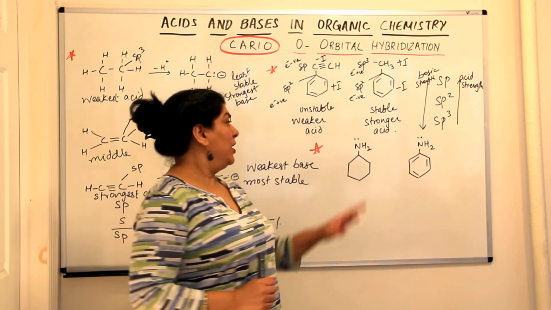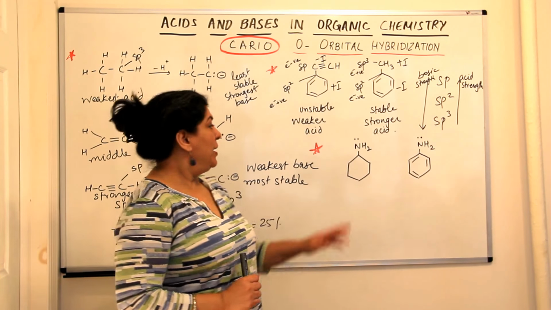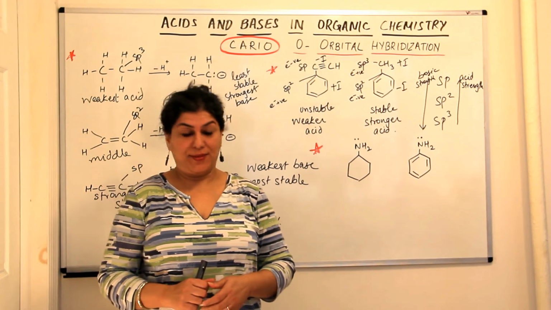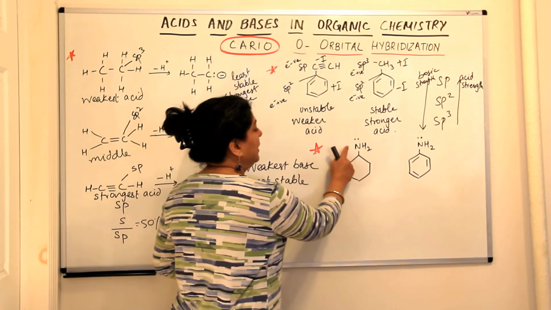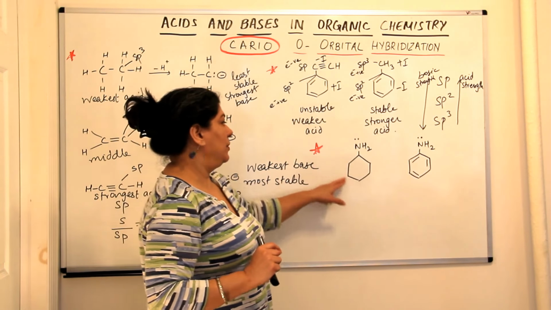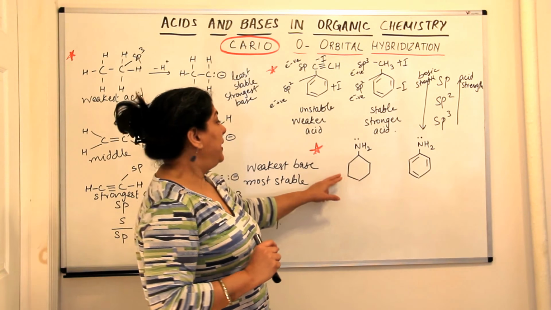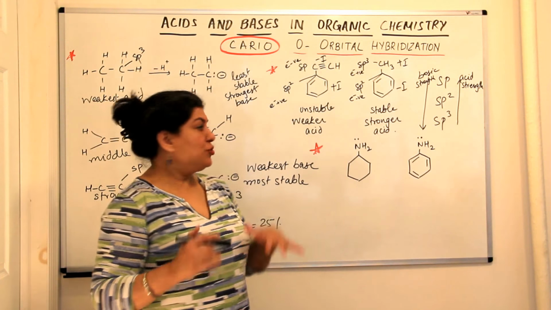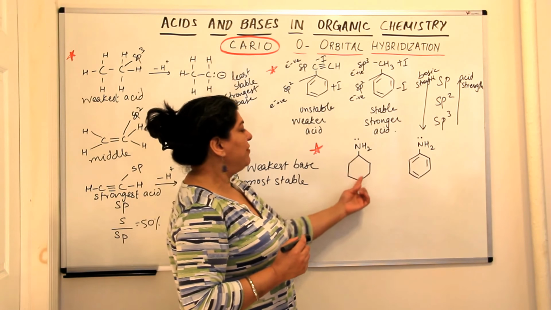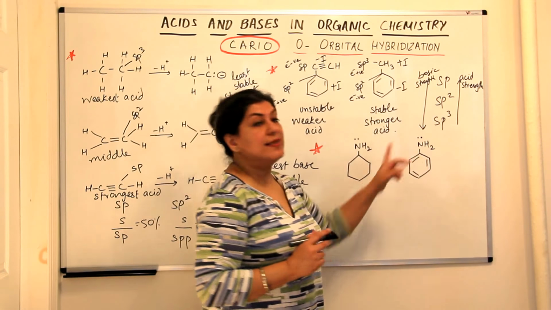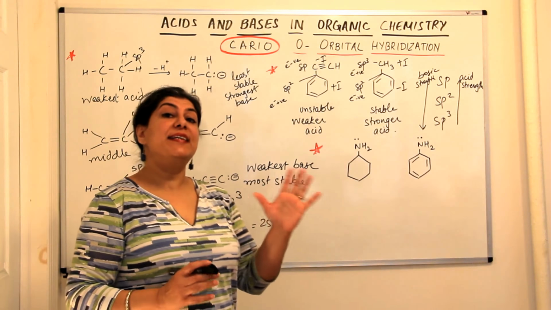Let us now take one more example here. We have these two compounds and we have to compare their basic strength, right? Here you have NH2, which is connected to cyclohexane, right? And here you have NH2 attached to a benzene ring. So the difference is that here you do not have a benzene ring, it's a cyclohexane molecule, and here it is a benzene ring where resonance is a factor.